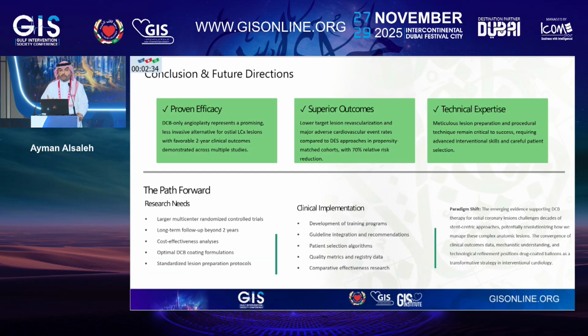So what do we conclude here? It shows proven efficacy, possibly superior outcome in observational studies, and technical expertise is required. We need further evidence, as we mentioned in the panel: longer multi-center randomized trials, follow-up beyond 2 years, and cost-effectiveness analysis, which is very important. We have to be very careful what medical therapies we give our patients and how it impacts our healthcare system. We also need optimal DCB coating formulation, paclitaxel versus others, and standardized lesion preparation protocols. What is the clinical implementation? We have to develop certain programs, teaching, and integration with the guidelines.